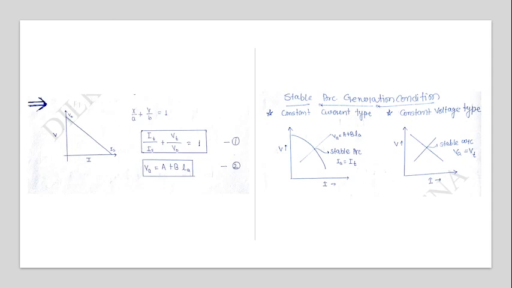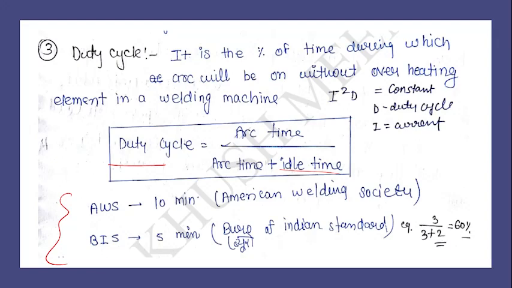Can you explain once again what is duty cycle? Yes, duty cycle is a term. This is the percentage of time during which the arc will be on without overheating the elements in a welding machine. It will tell you at which time there was an arc present and welding was happening. This time your welding process will be happening, and in the idle time there will be no welding. That is what duty cycle will tell you, the effectiveness of your process.